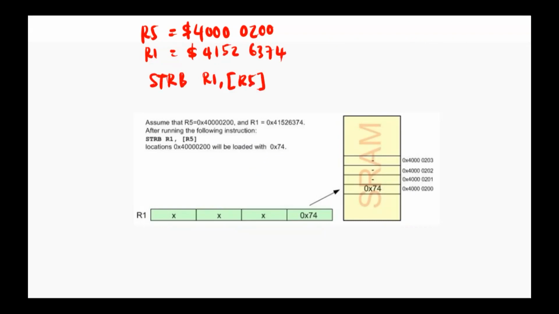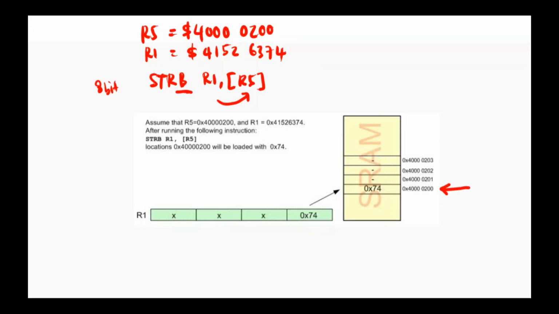So what happened here? Now you're going to store a byte, 1 byte of data. So only 8 bits you're going to store from R1 to R5. First, you go to R5 and locate the address pointed by R5. So this is the address pointed by R5.